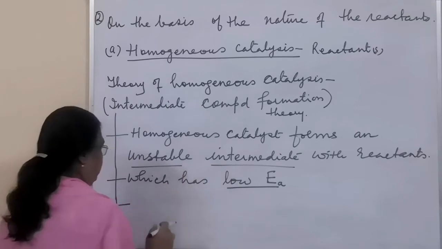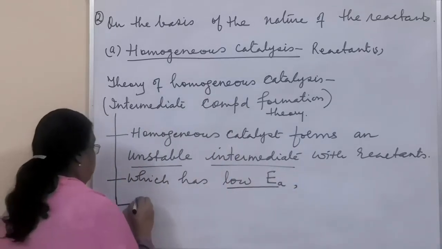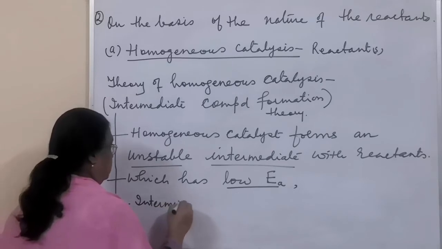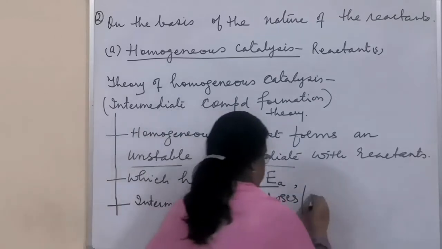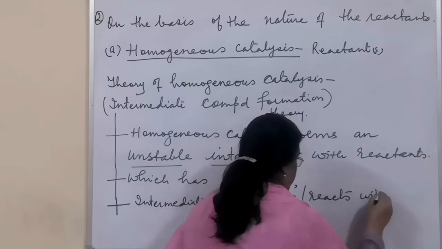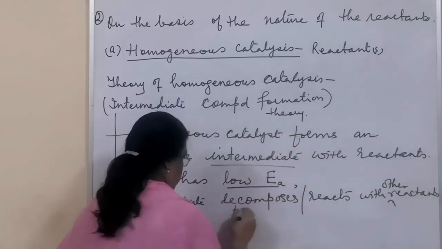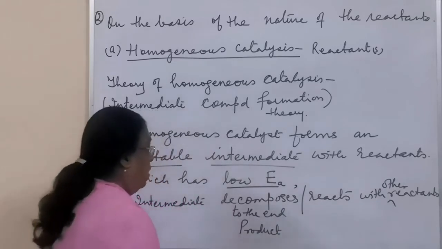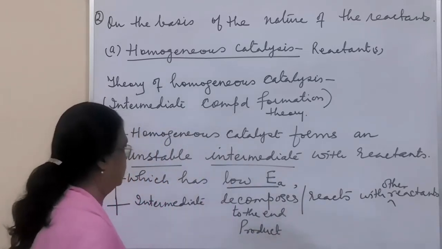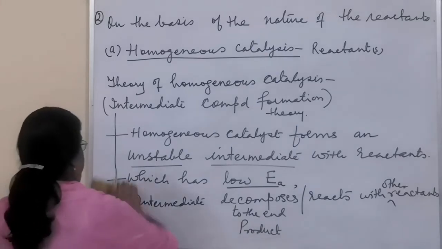So this intermediate which is formed either decomposes to the end product, or reacts with other reactants and then they get decomposed, forming your end product. You can understand this way if I explain it to you.